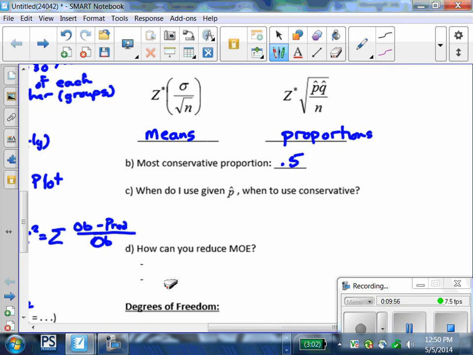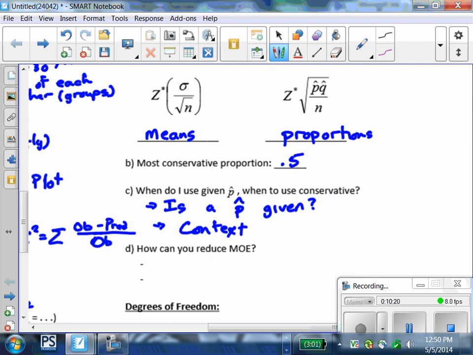And typically when you would use p hat versus the 0.5 is, is a p hat given? If they're asking you to find sample size and they don't give you a p hat, first, make sure it's a proportions problem. Second, if they don't give you a p hat, you use 0.5. And a lot of times, too, the context of the problem will help you out there.